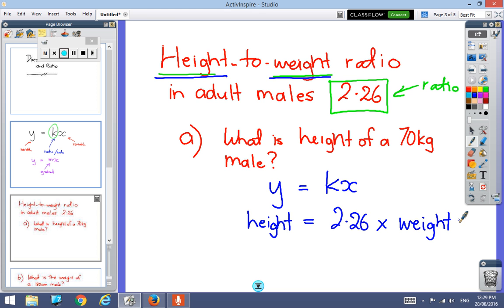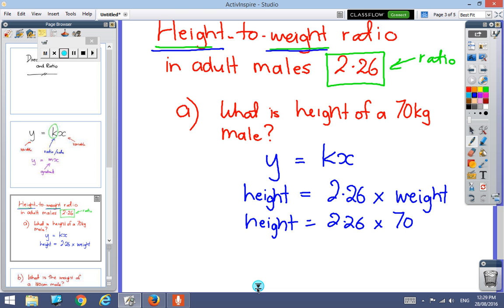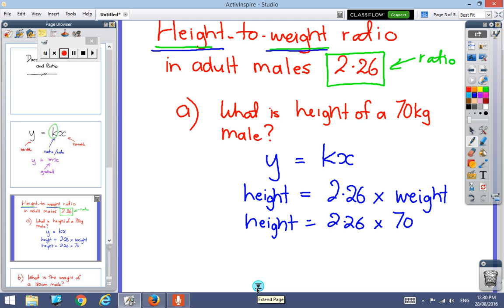Now, because the question says the height of a 70-kilo male, sorry, I've muddled that a bit. We do actually know what the weight is, 70 kilos. But the formula I've written here is how we'd set it up before we knew anything. So what we can now do is substitute in the bits we do know, which is the weight, times 70. And we're left with quite a simple calculation here.